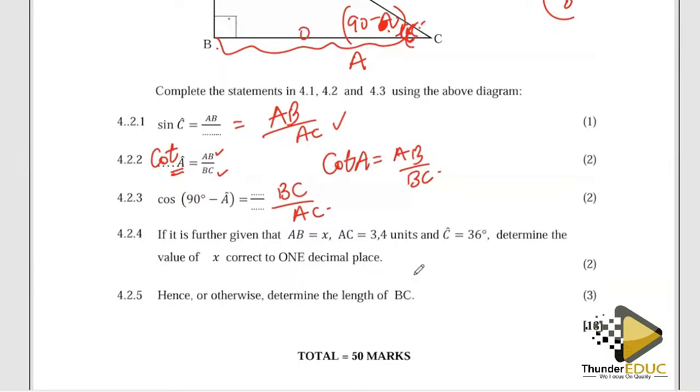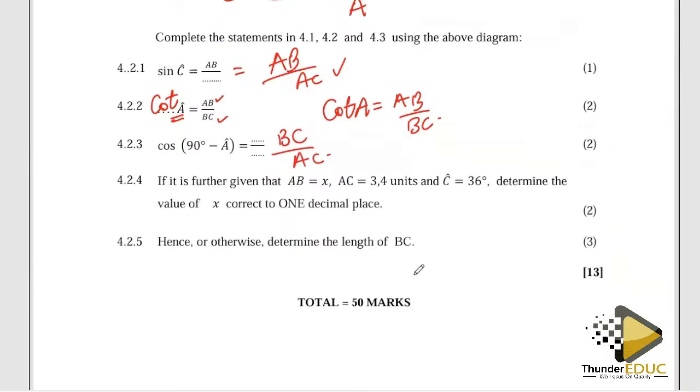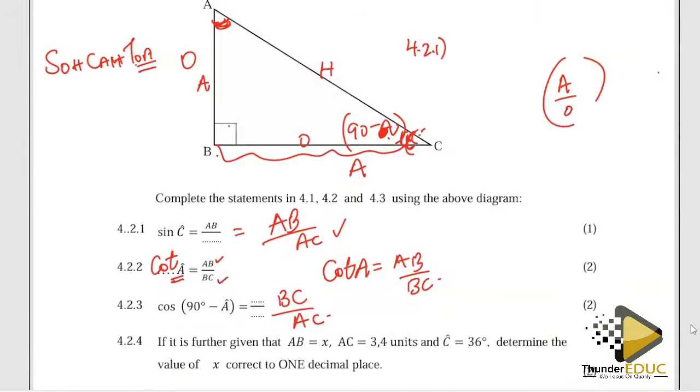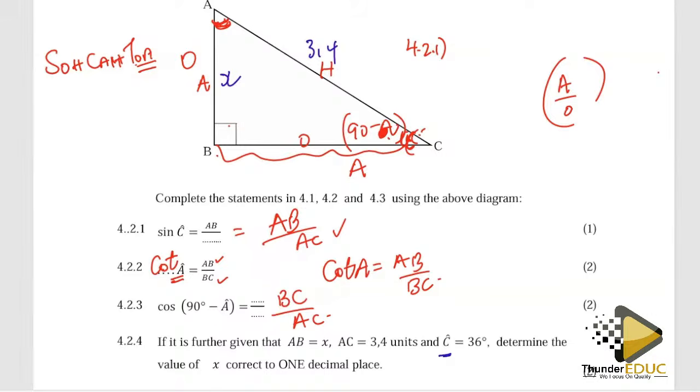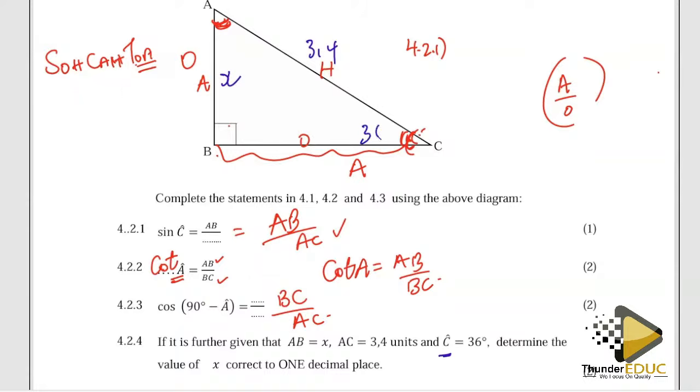All right, then 4.2.4, it's further given that our AB is X. Let me just use a different color. So AB is X, AC is a 3,4, and then C is a 36. Let me remove this and then just punch a 36 there. Okay, determine the value of X, correct to 1 decimal place.